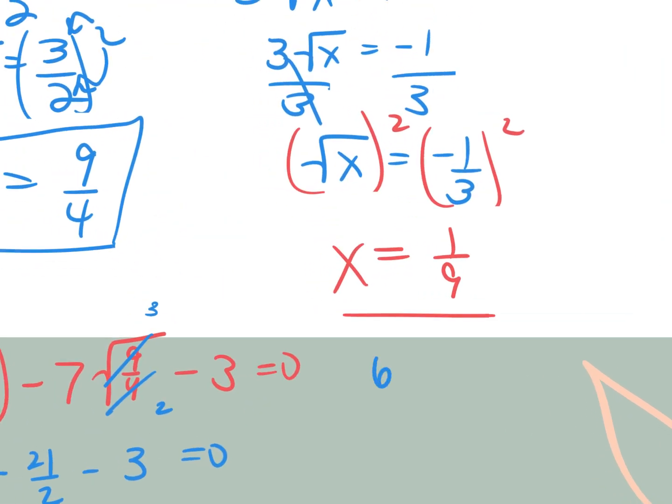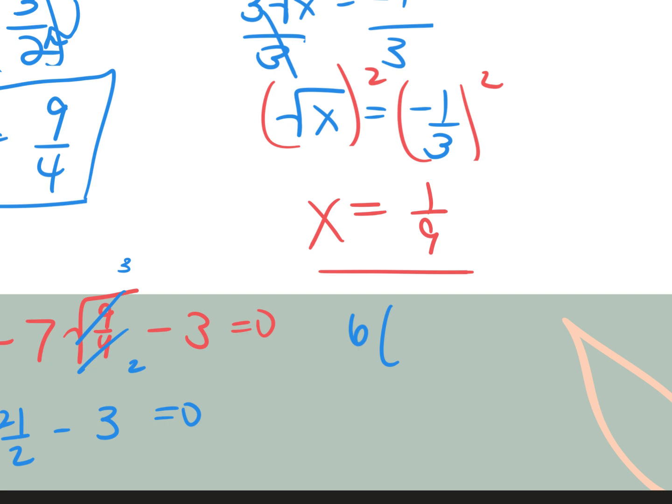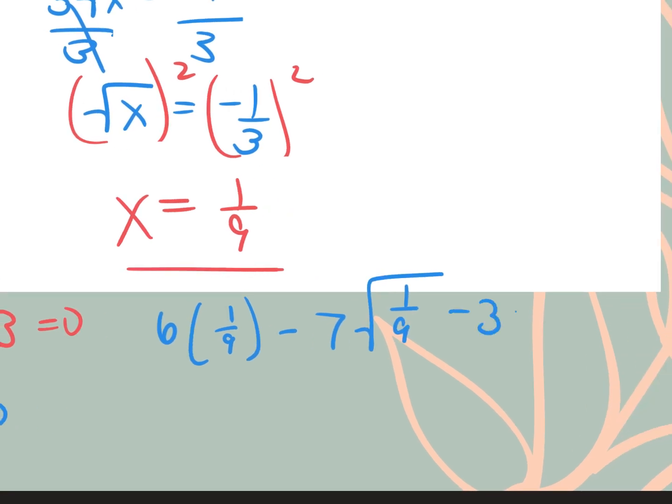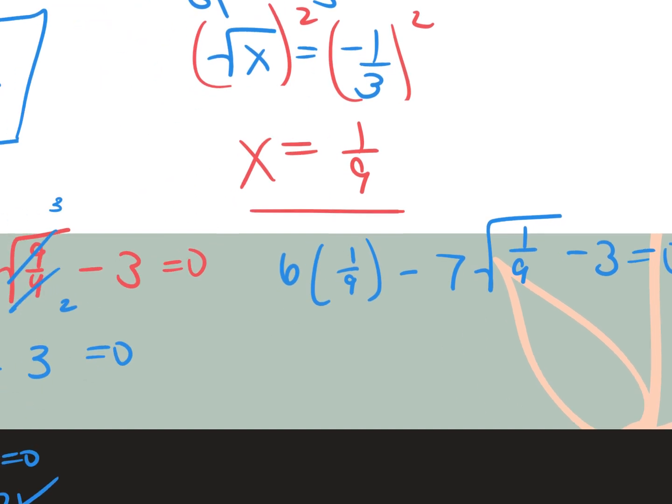Same thing. I have 6 times 1/9 minus 7 times the square root of 1/9 minus 3. Does that equal 0? So we'll simplify here. This becomes a 2. This becomes a 3. So I have 2/3 minus, this becomes 1. This becomes 3. So 7 times 1 is 7/3 minus, I'm going to go ahead and change 3 into 3/3. I'm sorry, 3/1, which would become 9/3.